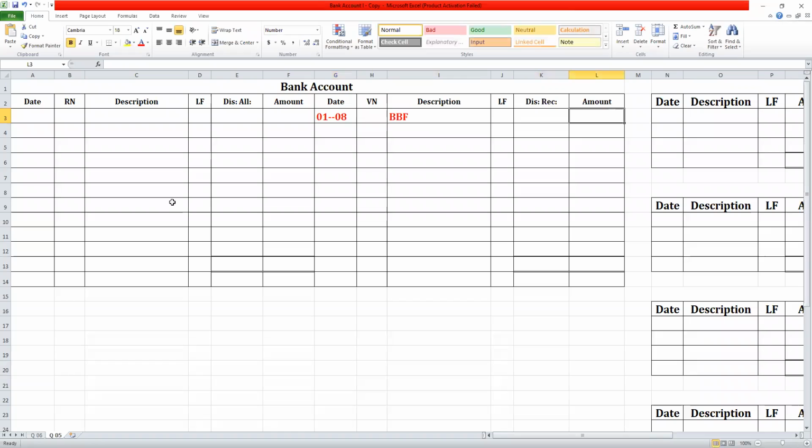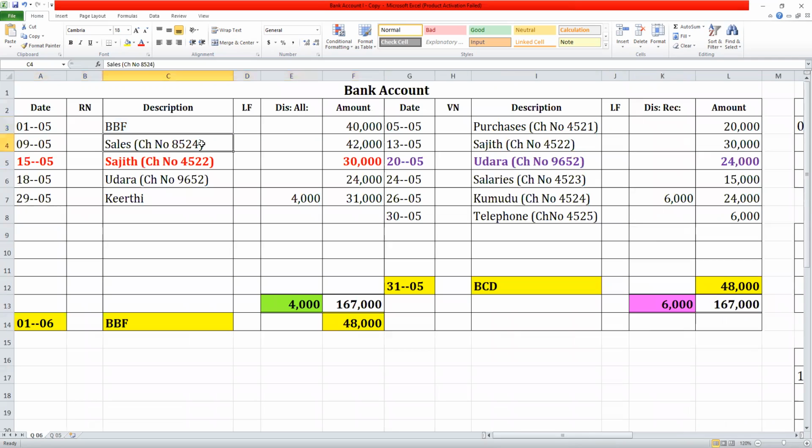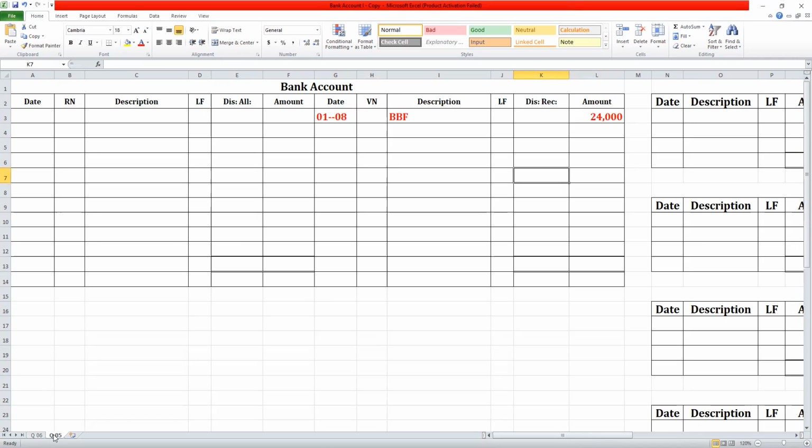Balance brought forward, 24,000. Everyone should write it with a red pen. Why? In the beginning, we have an overdrawn balance. Overdrawn balance is a liability, so I record the balance in the credit side. Remember that always. In the previous question, we recorded the balance in the debit side because it was a favorable balance. Here we have an overdrawn balance, 24,000.